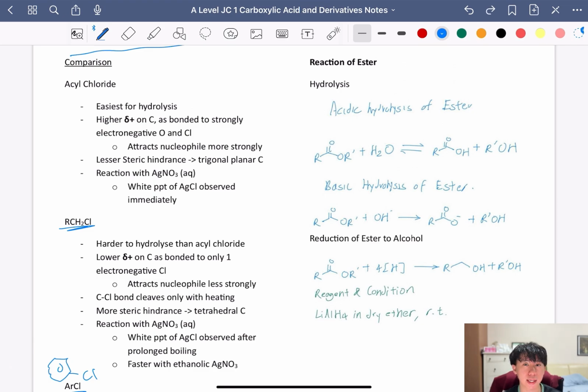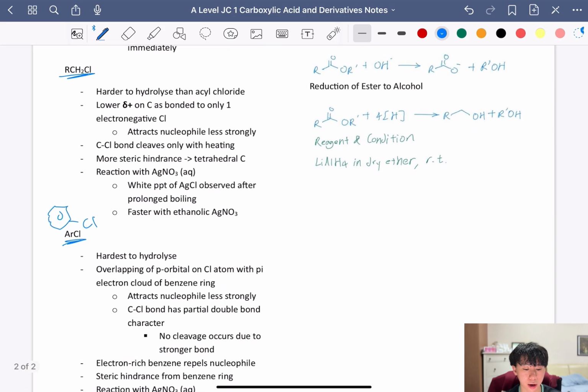So the easiest to hydrolyze is acyl chlorides. It's because of a very high delta plus on the carbon, because it's bonded to a very strongly electronegative oxygen and chlorine. That's two atoms that give it the delta plus, and therefore it attracts a nucleophile very strongly. Also, there's very little steric hindrance because it's a trigonal planar carbon. Now, when you react it with silver nitrate, the observation is that a white PPT of AgCl would form immediately.